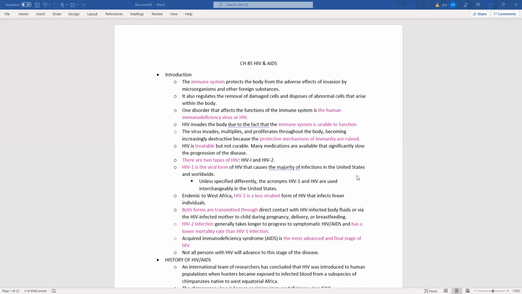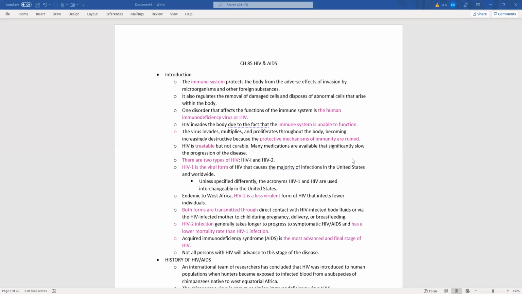Both forms are transmitted through direct contact with HIV infected body fluids, or from an HIV infected mother to the child during pregnancy, delivery, or breastfeeding. HIV 2 infections generally take longer to progress to symptomatic HIV, which is HIV 1, or to AIDS. It has a lower mortality rate than HIV 1 infection. If somebody has HIV 1, the mortality rate is higher than with HIV 2. HIV 2 comes on slowly. It takes longer for it to turn into HIV 1 and then into AIDS.